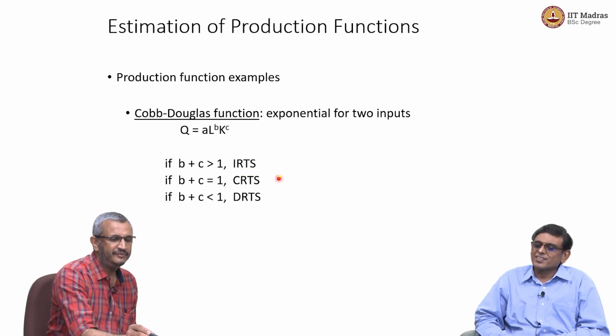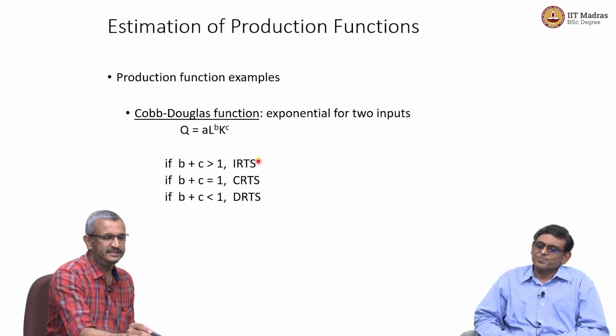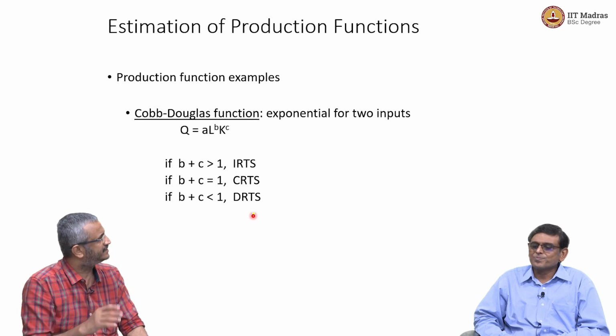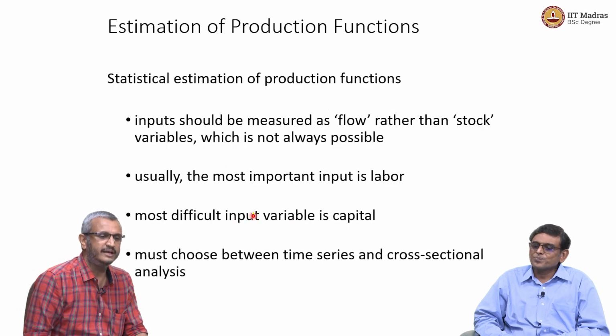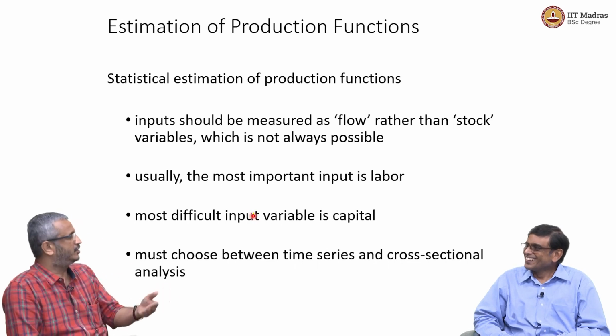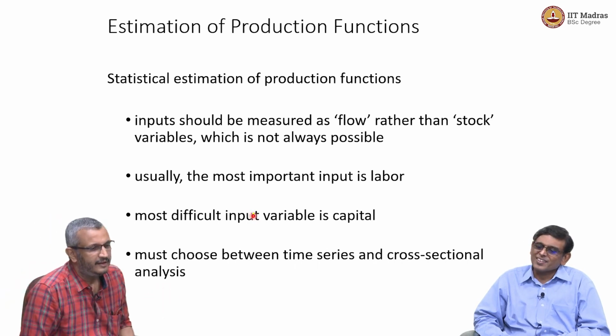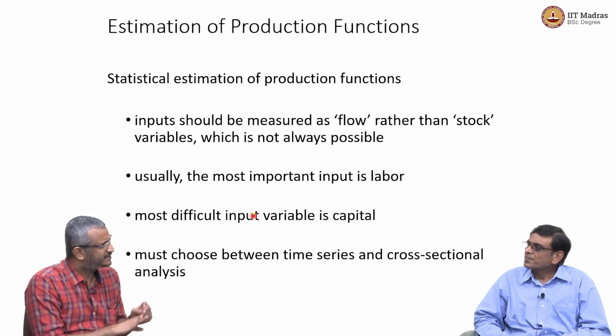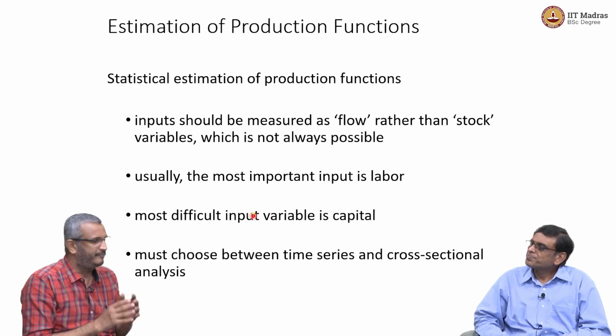Depending on the values of those, we can locate where we are operating, whether it is increasing returns, constant returns, or decreasing returns. I am not going into the technicalities of this further. This is just to show how we can estimate it. If you take the log, it becomes linear, right? If you convert to log, it becomes linear. Okay. Now, for statistical estimation, there are a couple of things to keep in mind from our data point of view.